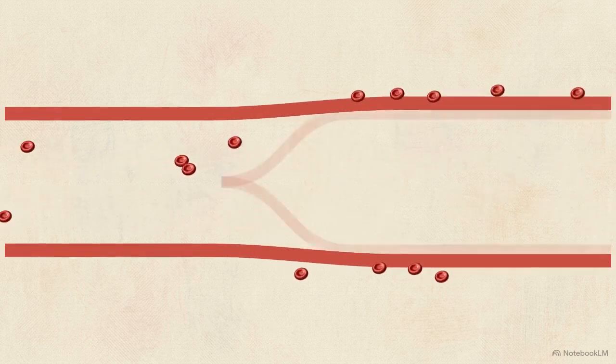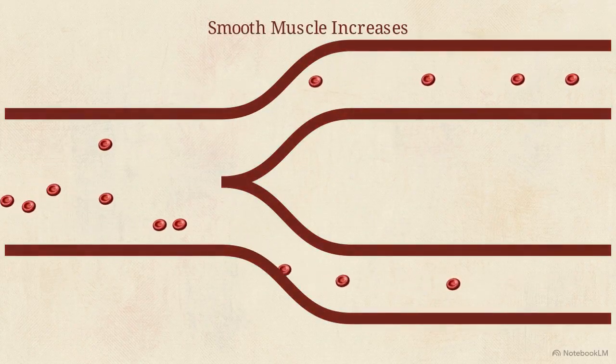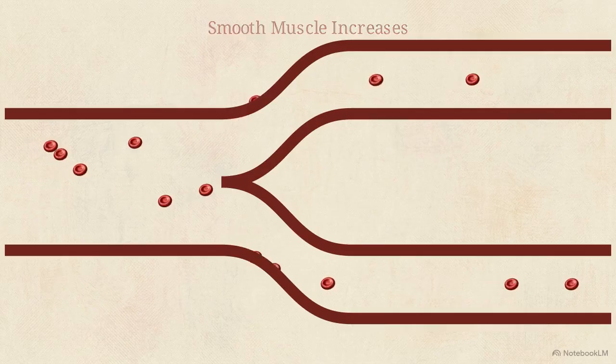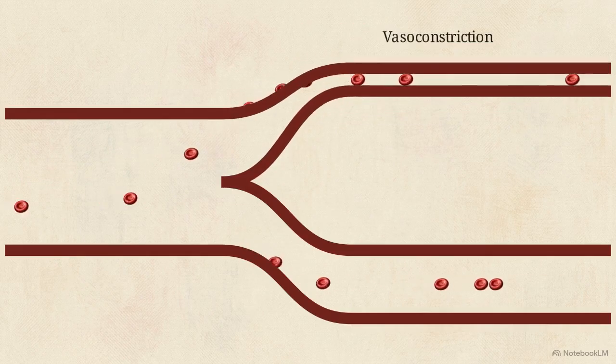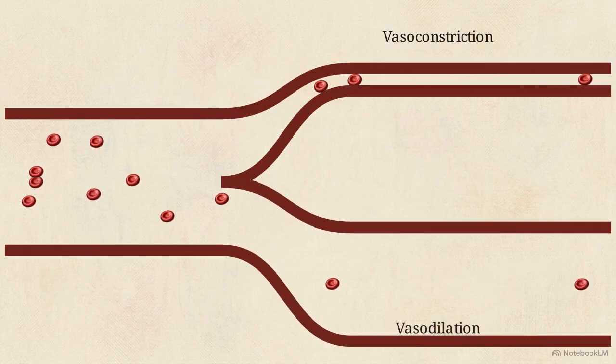As arteries divide into smaller arterioles, the elastic tissue decreases, and the proportion of smooth muscle increases. By contracting and relaxing this muscle layer, vasoconstriction and vasodilation, the body directs exactly which organs receive blood.